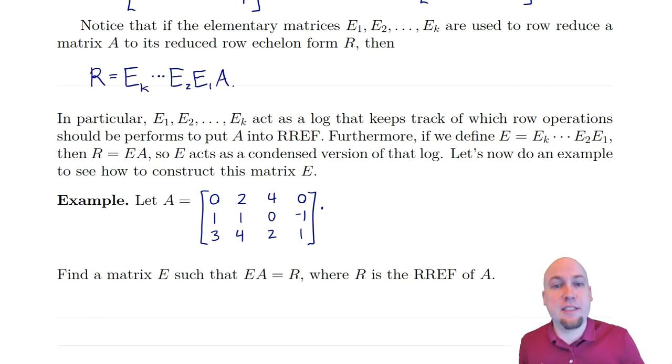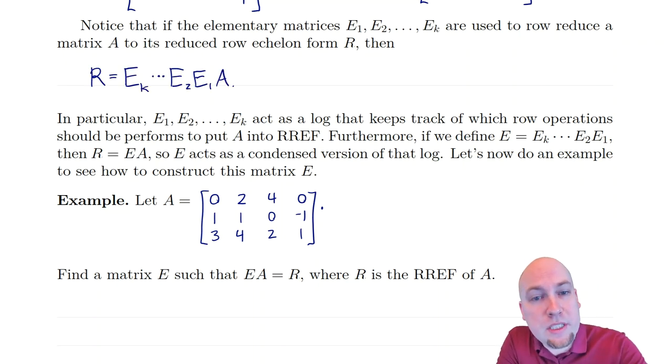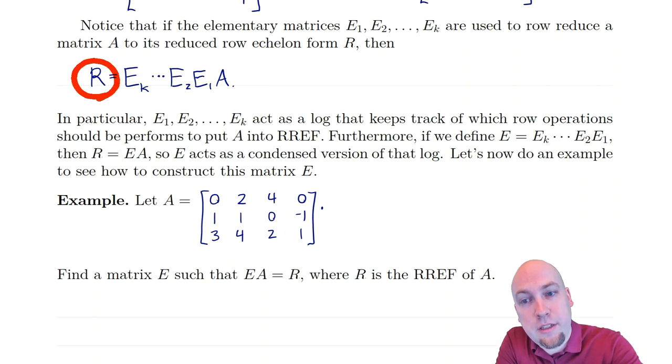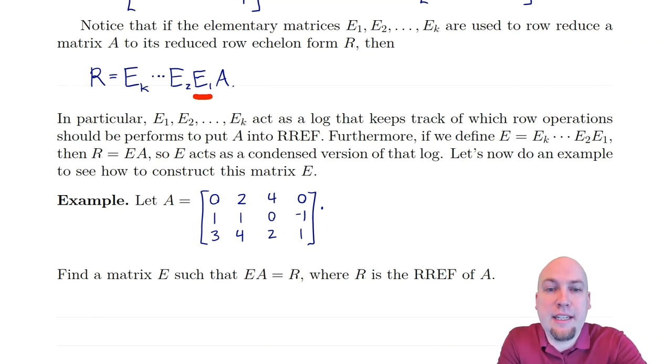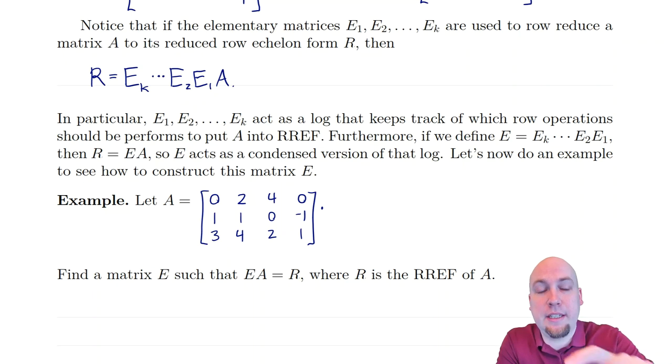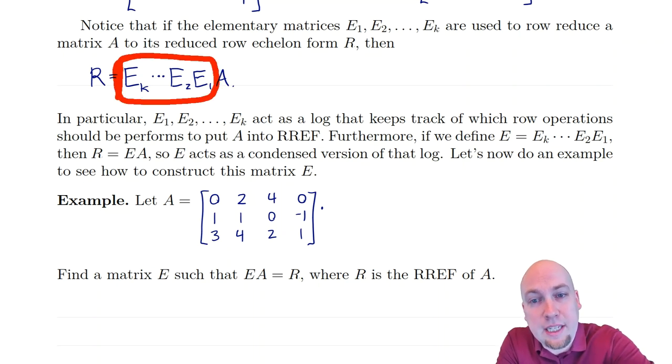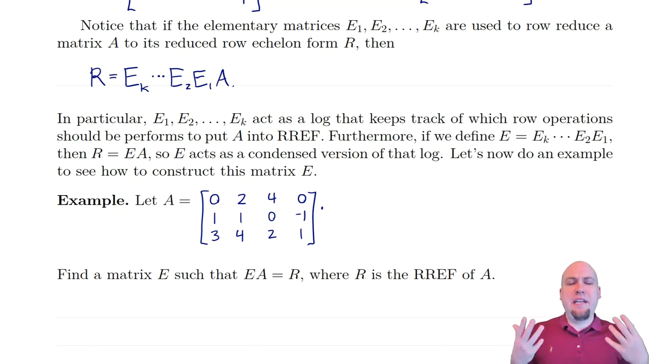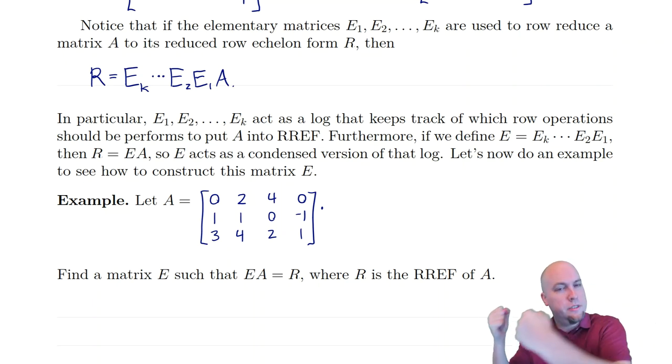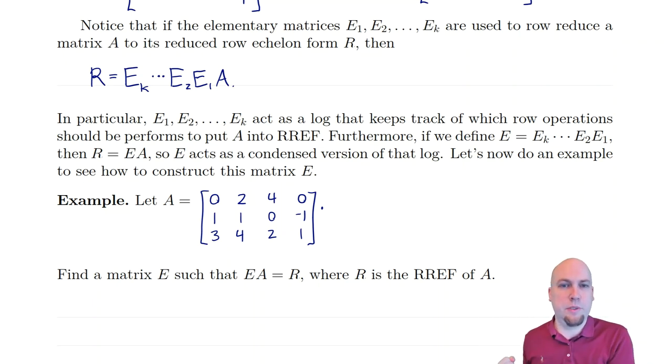So what happens is, if you're row reducing A down to its reduced row echelon form R, then you're multiplying on the left by a whole bunch of elementary matrices. There's some sequence of elementary matrices such that when you multiply on the left like that, you get down to the reduced row echelon form. The way to think about this is that if you multiply all of these elementary matrices together, that gives you a single matrix, and that matrix acts like a log that keeps track of how you can turn A into its reduced row echelon form.